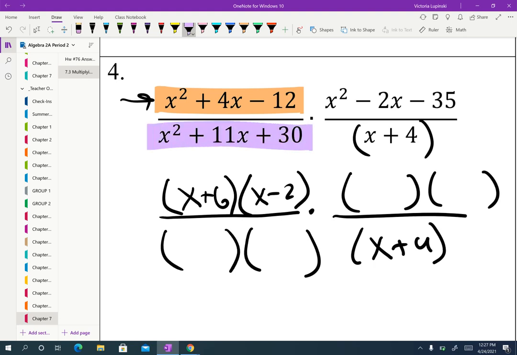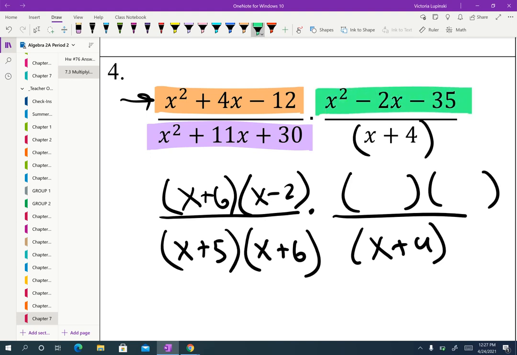Then if I take a look at the denominator, I'm looking for factors of positive 30 that add to be 11. So those would be positive 5 and positive 6. And just to reiterate, it doesn't matter the order that you put the factors in. If you put the x plus 6 first, that would be perfectly acceptable.